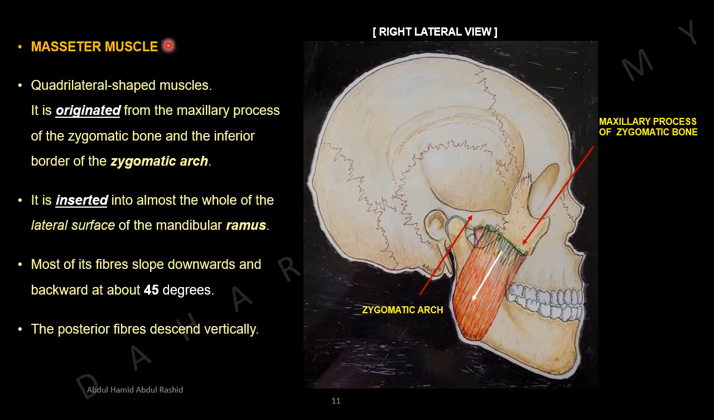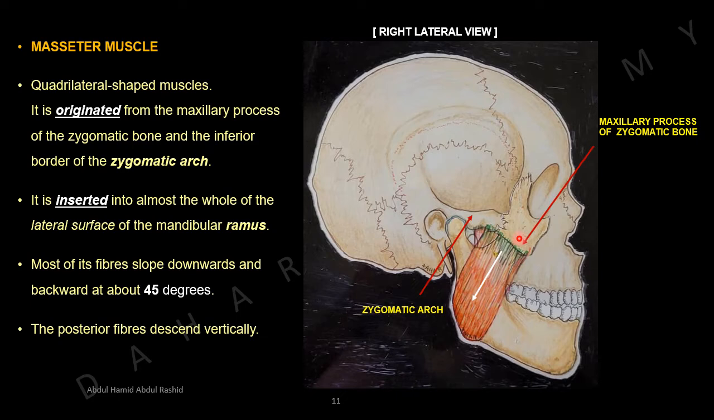Masseter muscle. Look at the diagram. This is the right lateral view of the skull. This is the zygomatic bone, and this is the zygomatic arch. This is the ramus of the mandible. Let's talk about the masseter muscle. Look here, it is a quadrangular-shaped muscle, thick and broad.